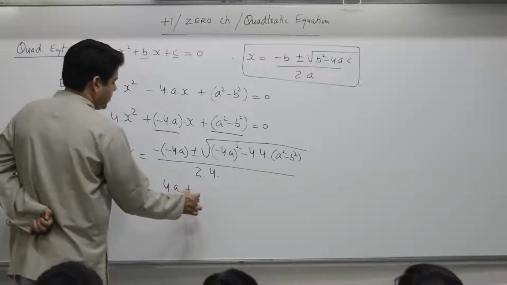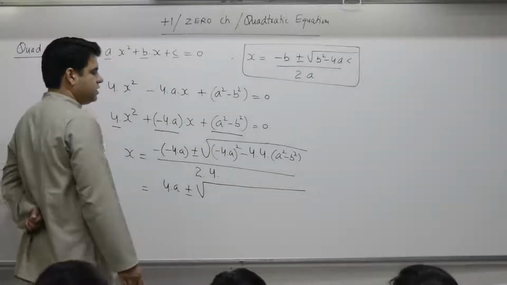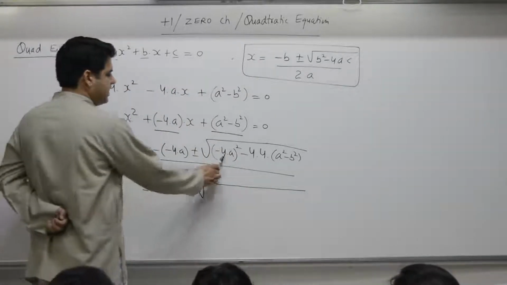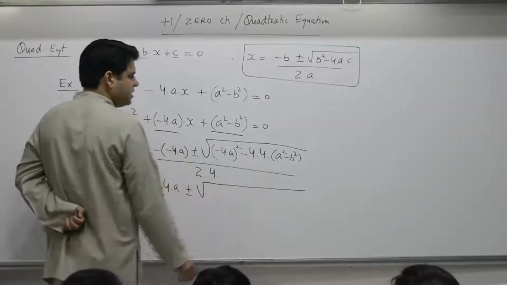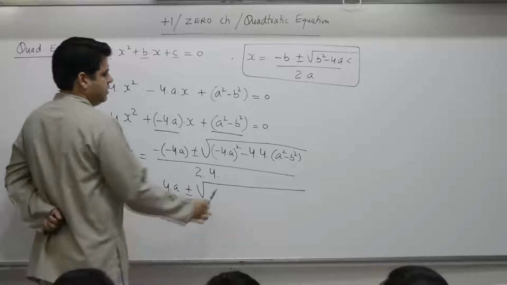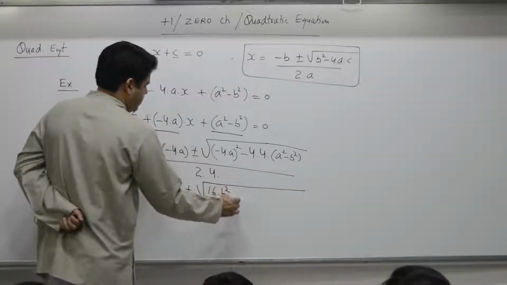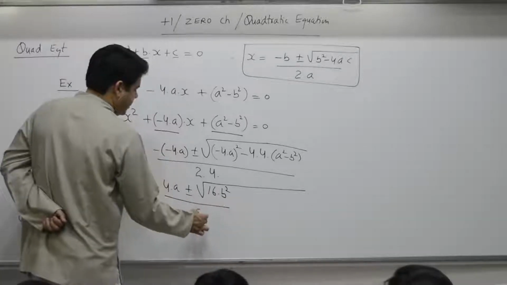4A plus minus... how many? 16A square, this is minus 16A square, cancel. Then you have 16B square divided by 8.